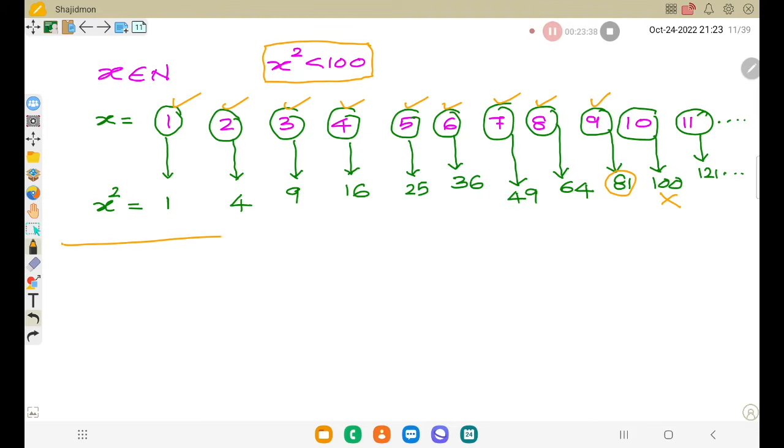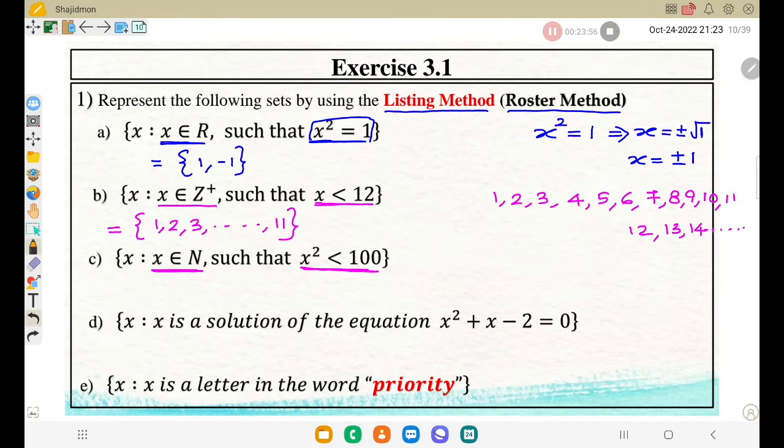So what are the numbers? We are getting the answer 1, 2, 3, 4, 5, 6, 7, 8 and 9. Up to 9 when we are taking the square below 100. The square of that number is below 100, correct? If you take 10 and above, the square will be more than 100. So I am writing the answer here: the set 1, 2, 3, 4, 5, 6 up to 9. I hope you understood the question, correct?